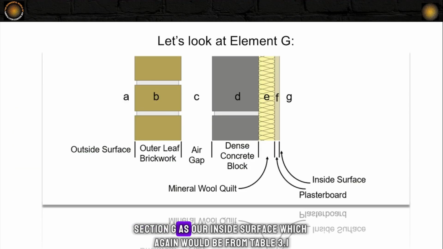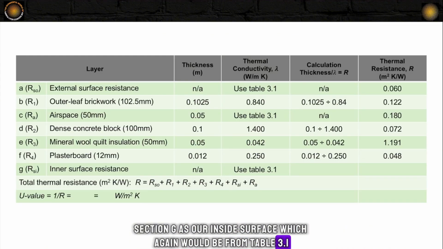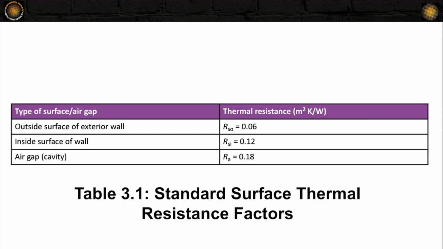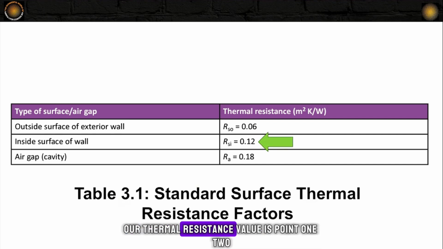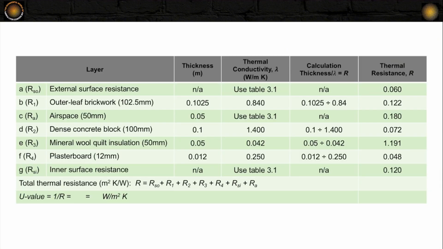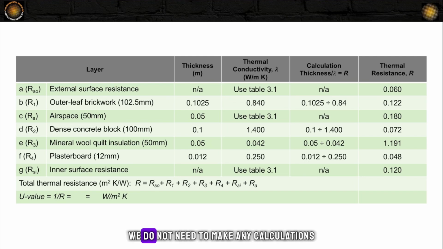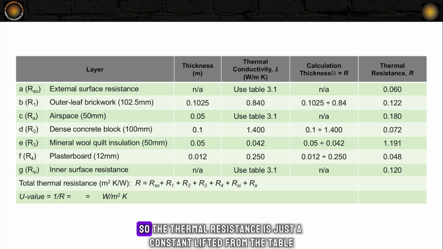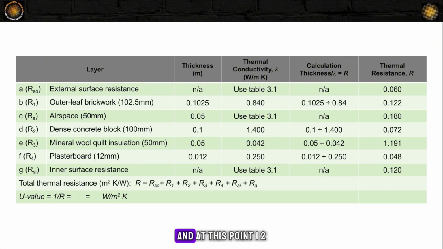Section G is our inside surface, which again would be from table 3.1. So for the inside surface, our thermal resistance value is 0.12. Again, it's just a surface, so much like the external, we do not need to make any calculations. So the thermal resistance is just a constant lifted from the table, and it is 0.12.